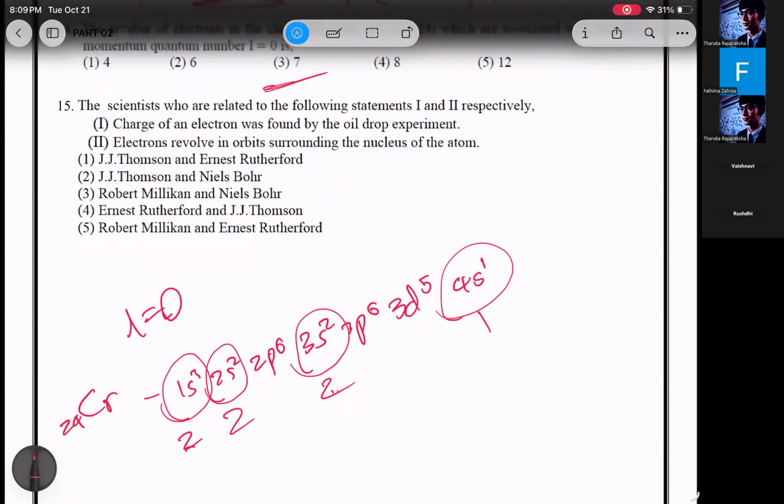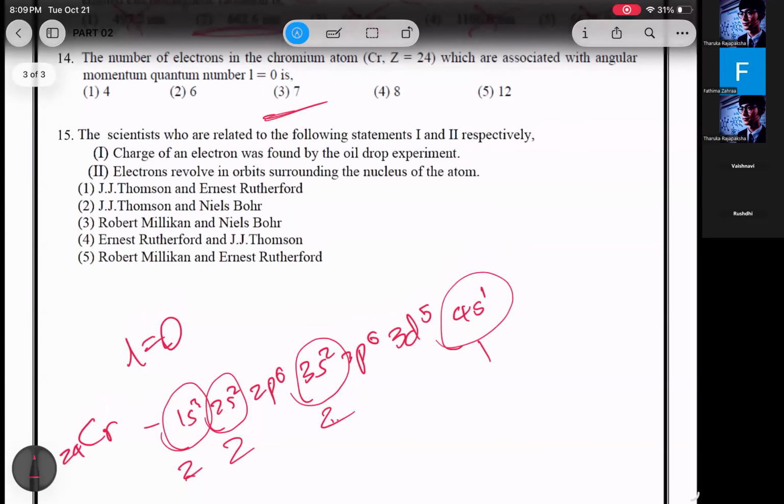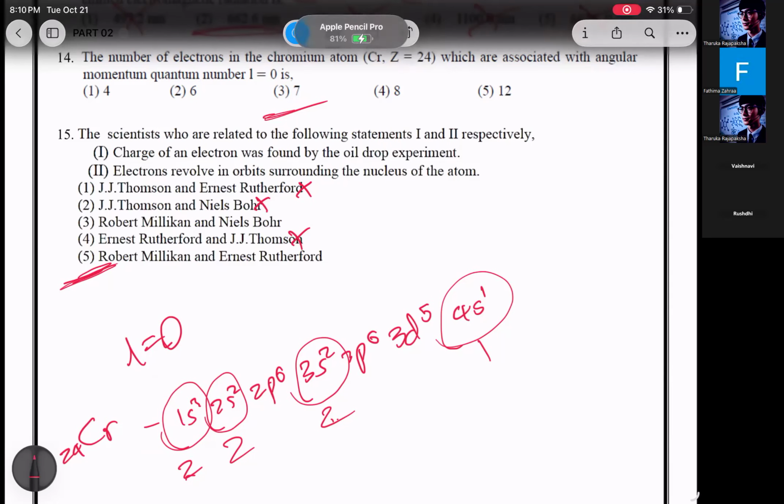Answer number 3. Right. 15th one. Charge of electron was found by the oil drop experiment, by Robert Millikan. So it can't be answer number 4, can't be answer number 2, can't be answer number 1. So it should be either answer 3 or 5. Second one, electrons revolve in orbit surrounding the nucleus of the atom. This one was told by Ernest Rutherford. Ernest Rutherford's planetary model. Answer number 5.